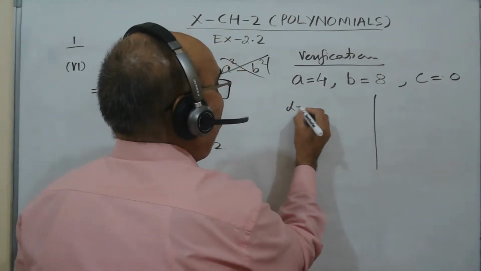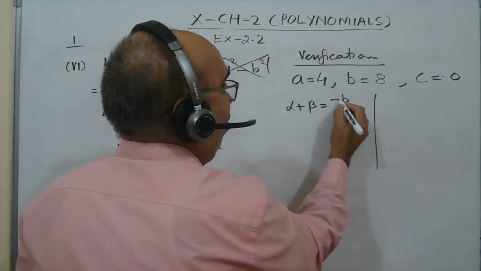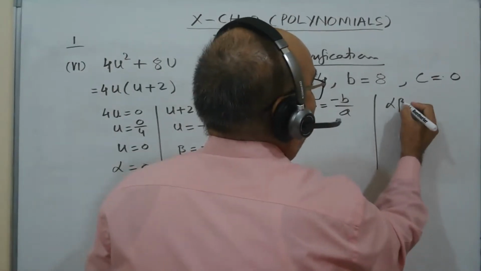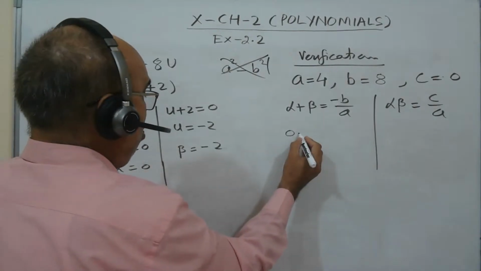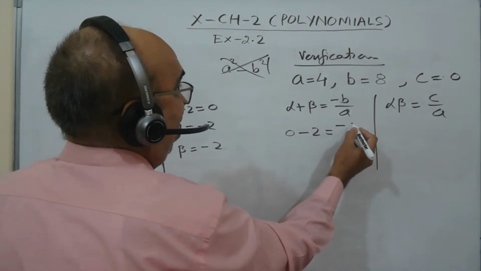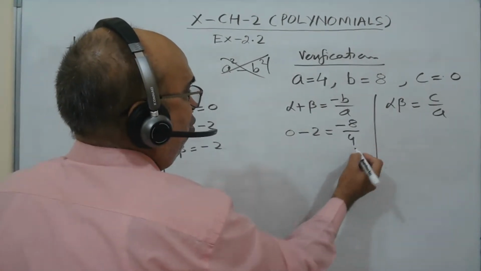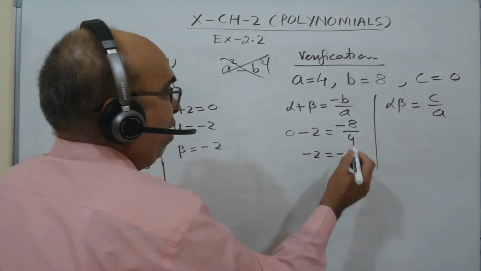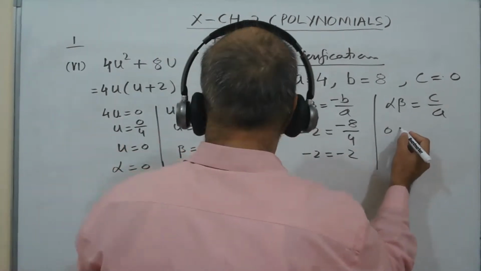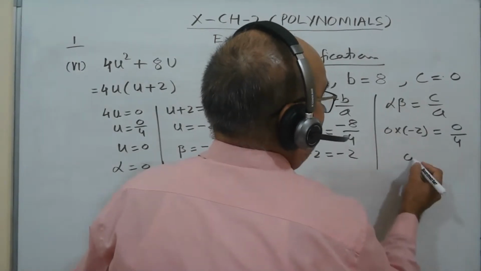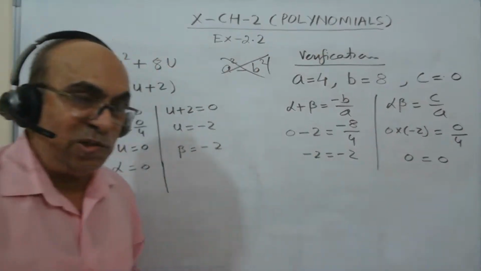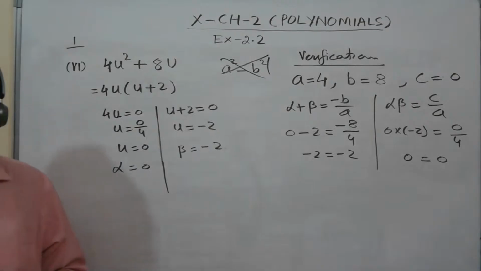So now alpha plus beta is minus b by a, alpha beta is c by a. Alpha is 0, beta is minus 2. Minus 8 by 4 is minus 2, equal to minus 2. And 0 into minus 2 is 0, and 0 by 4 is 0, equal to 0. So sum of zeros and product of zeros both are verified.